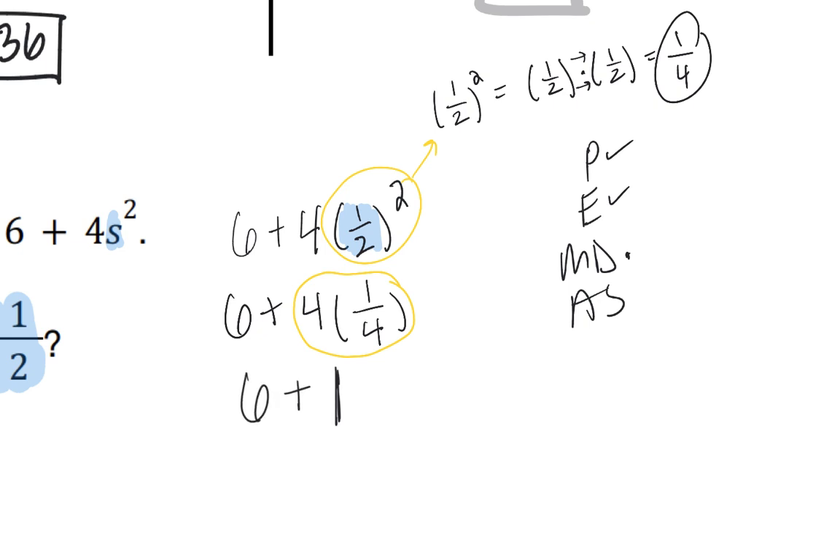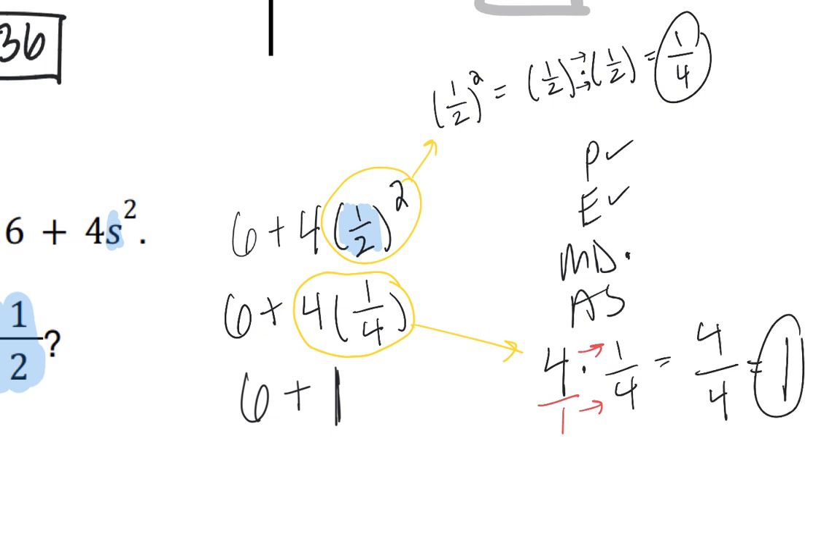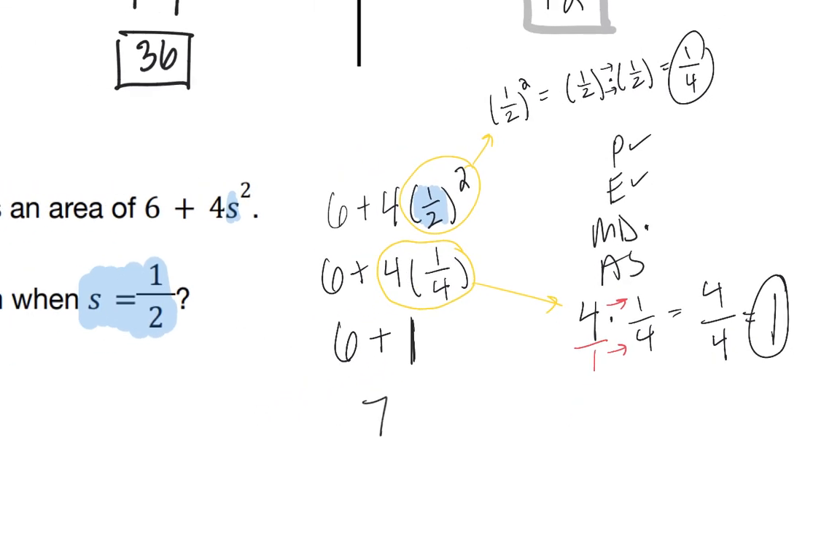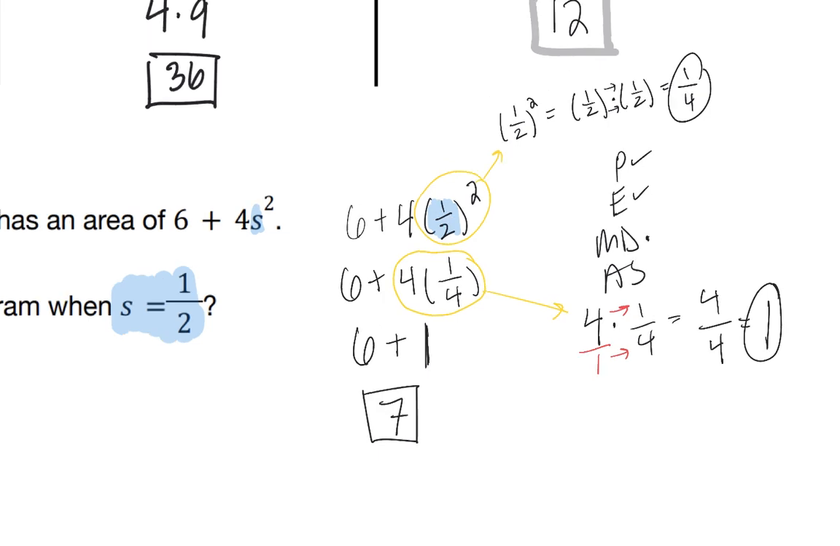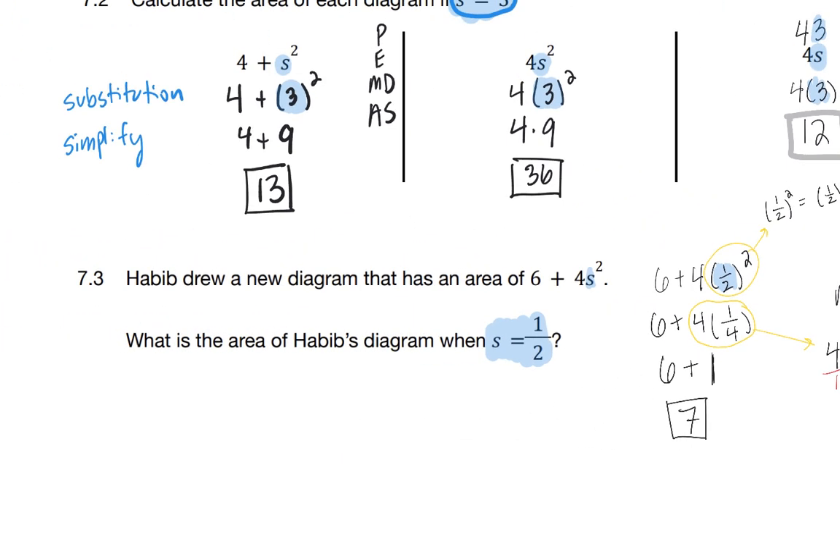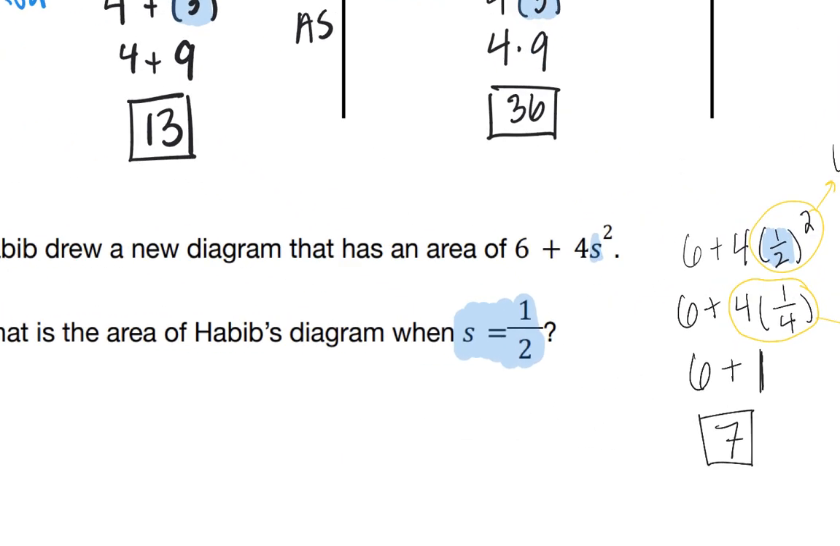Plus 6. If you're not sure why that is, right, let's write it just like this. 4 times 1/4. And you can put the 4 over 1, right? And then multiply across. 4 times 1 is 4. 1 times 4 is 4. And you get 1. Okay, all right. And then 6 plus 1, 7. So what is the area of Habib's diagram when S is a half? The area of this diagram would be 7.